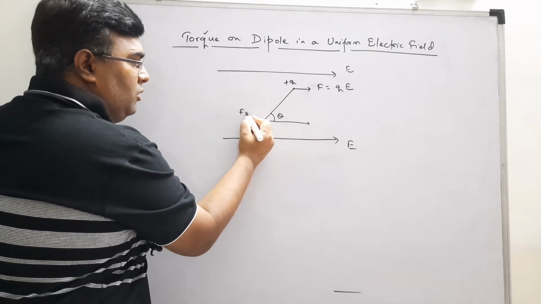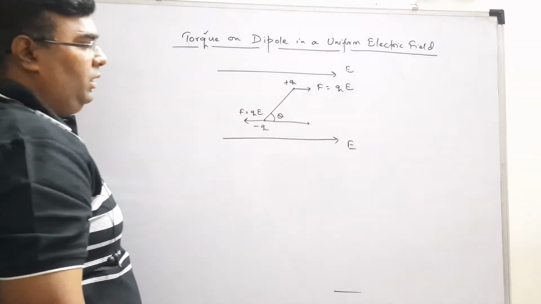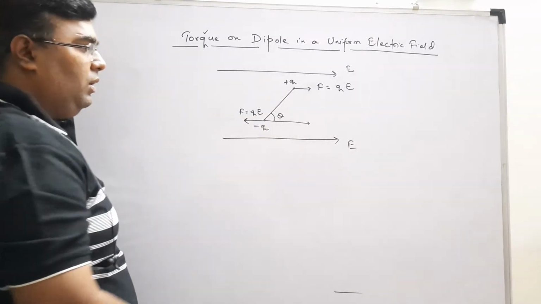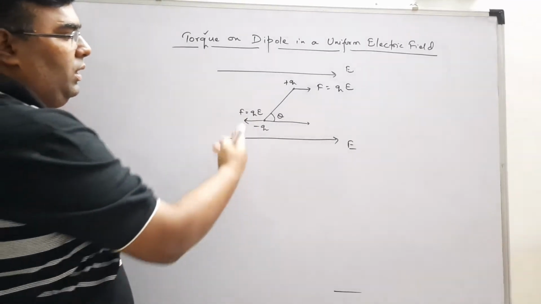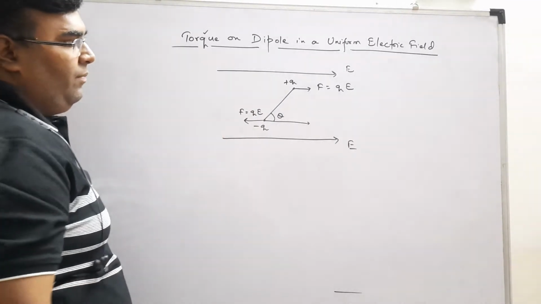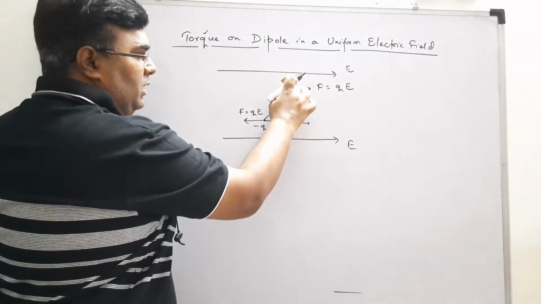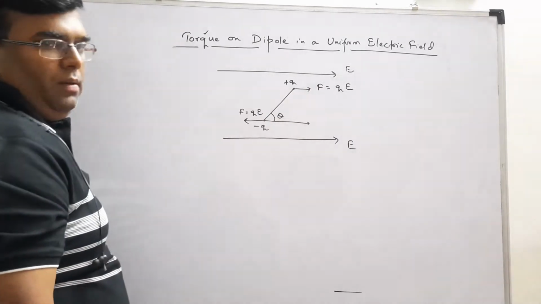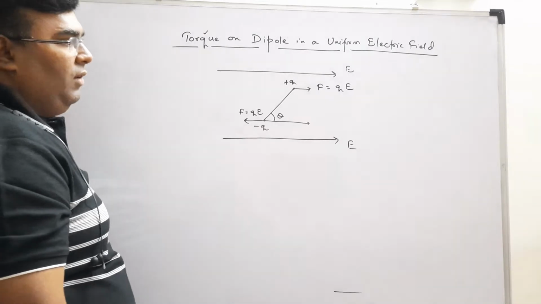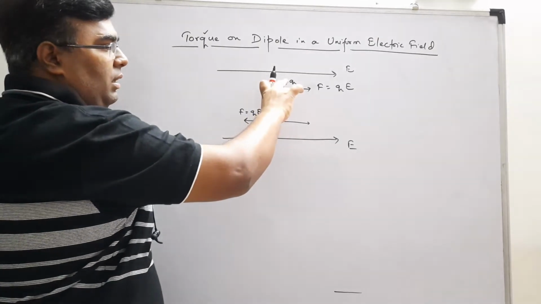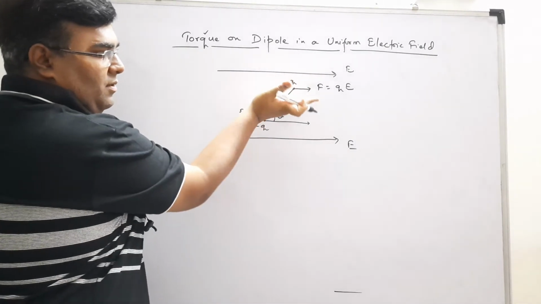Again, this is also qE. Ignoring the negative sign, the sign will tell you the direction of the force. So we know that this force is in this direction. Now this system is acted upon by two forces, one at this point and one at this point, both in opposite directions. So these forces will rotate this system clockwise. The system will go this way.